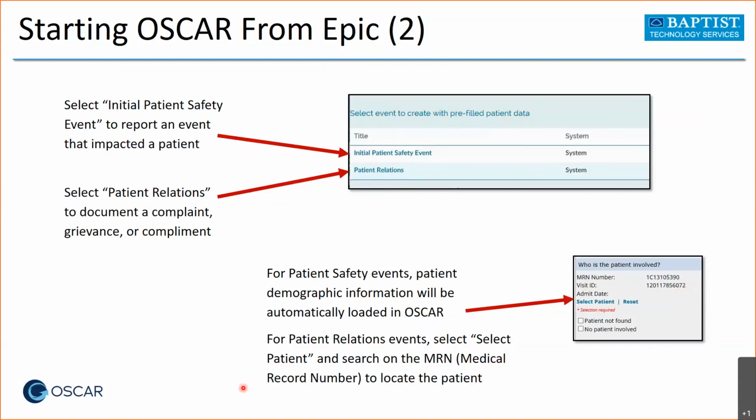If you are entering a patient relations event, you may have to select the patient. If you do, click the Select Patient button and enter the MRN number. Remember, the MRN number needs to start with 1C and then the numbers behind that. You'll also be able to search on Visit ID.